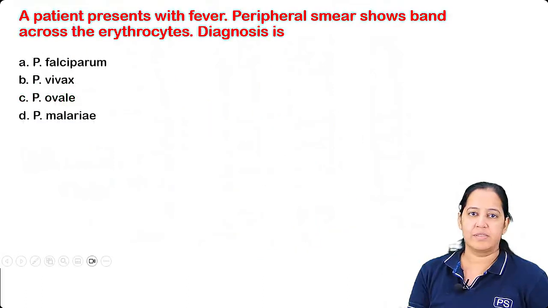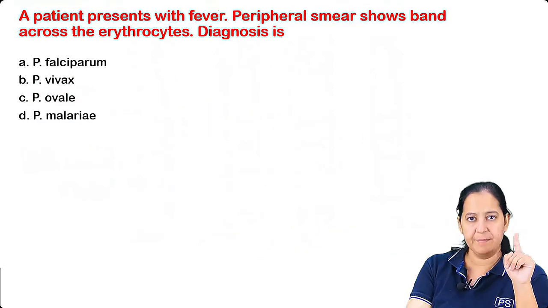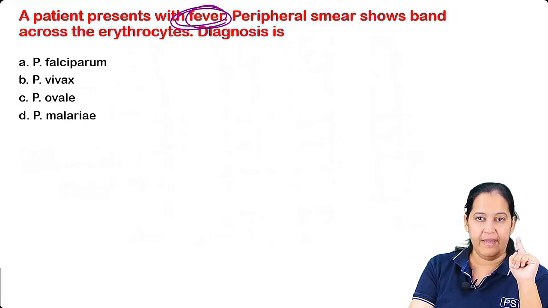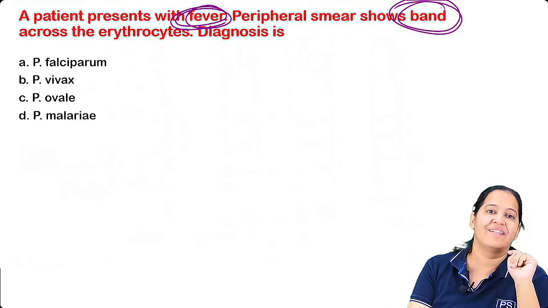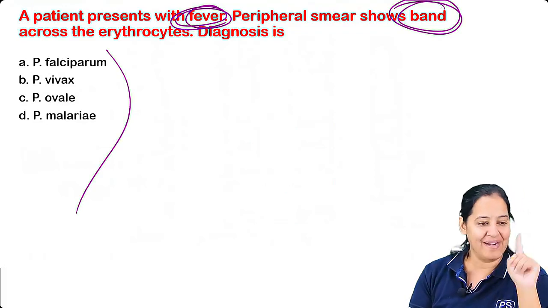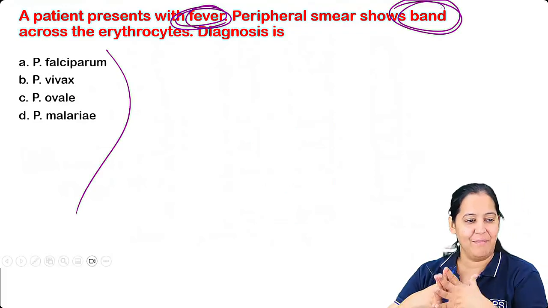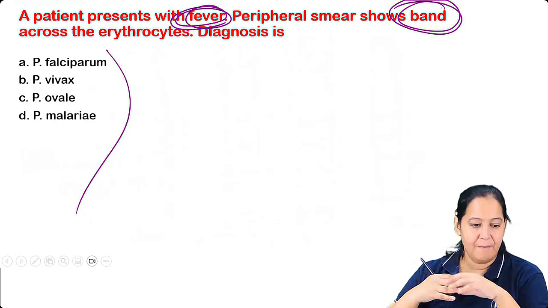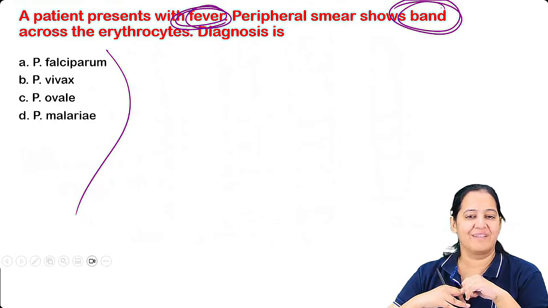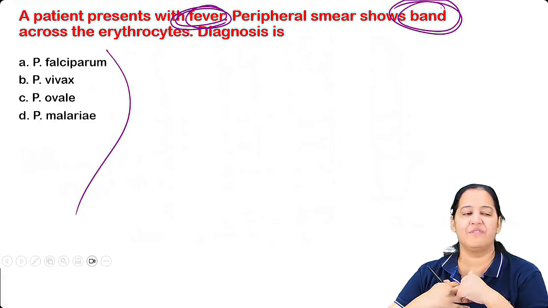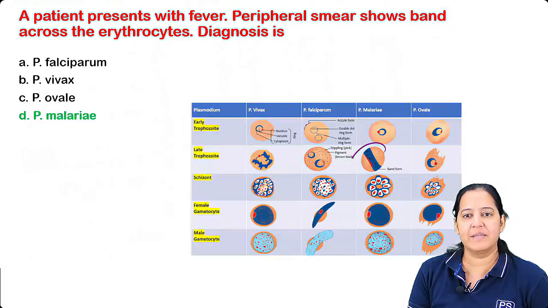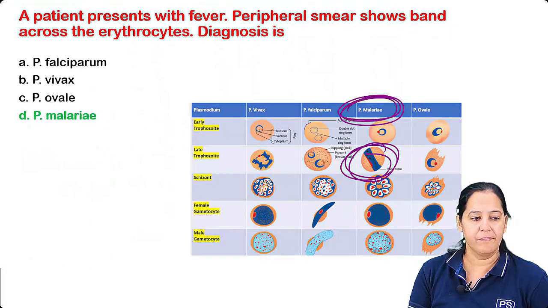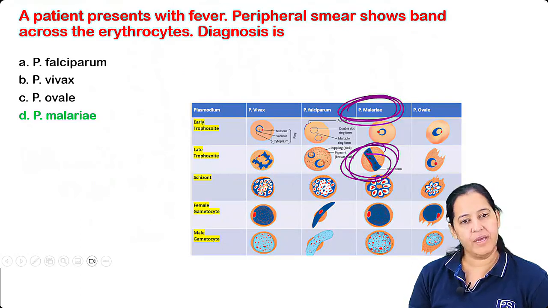Please learn the dots. The next question: there is a patient present with fever. Peripheral smear shows band form. Band is present in which one? Band is very unique. Band is present in only one. Band is present in which of them? Quickly say. So band is present only in malariae. I told you, no? So here is the band. Okay, so the correct answer is malariae.